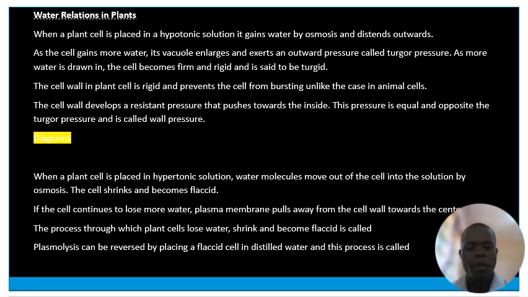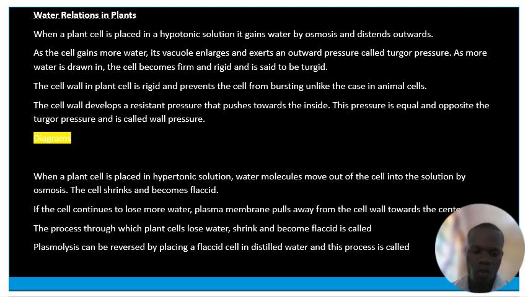You have to remember, we are talking about water relations in animals. If you take an animal cell and place it in a hypertonic solution, the cell will undergo what we call crenation. But in the case of plant cells, it will not become crenated, but it will shrink and become flaccid.